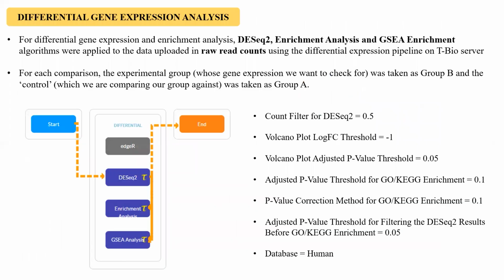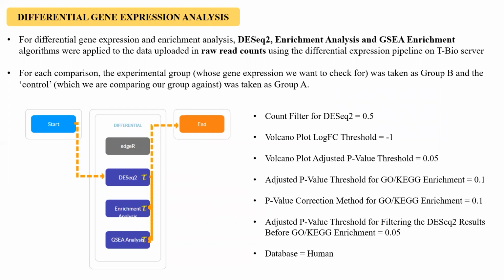So I then moved on to the next step, which is to conduct a differential gene expression analysis. And again, I used the T-Bio server to do so, where I used DESeq, the differential expression pipeline, and I used the DESeq2 algorithm along with enrichment analysis to understand the variation among the data for each of my 4 groups. The data that I uploaded was in raw read counts, and I divided my samples into 2 groups while uploading them to the DESeq pipeline. My group A was my control, and my group B was the experimental group, which is the group where I wanted to check for the upregulation and downregulation of different genes.